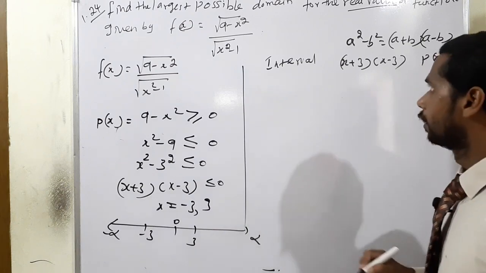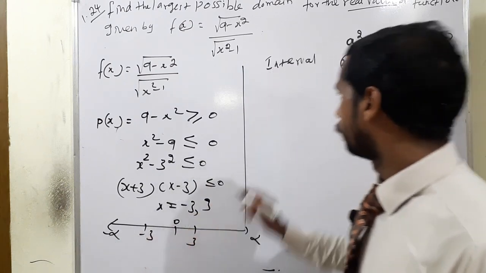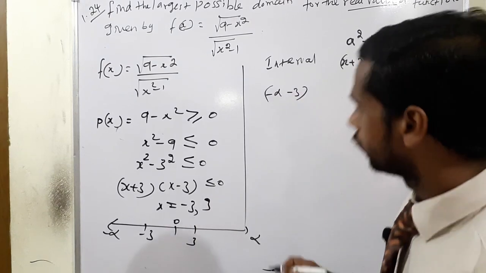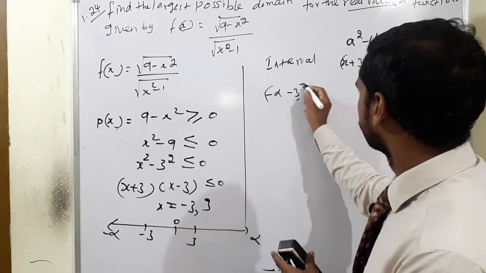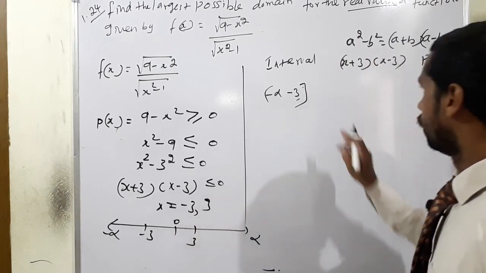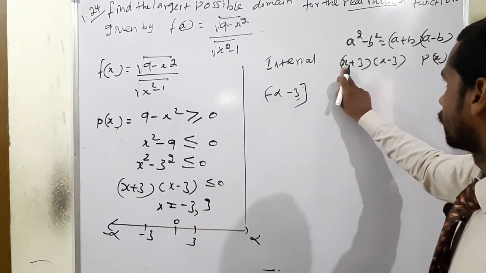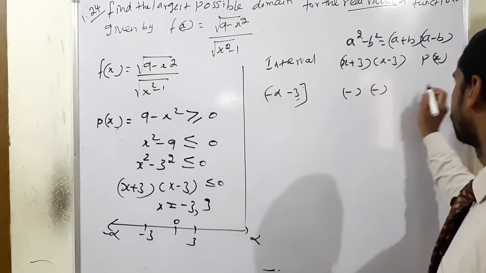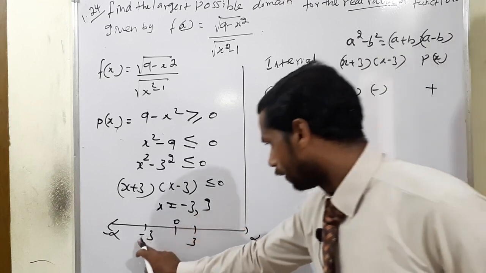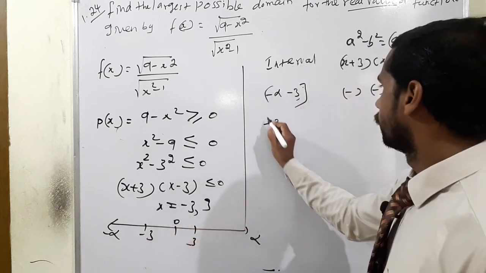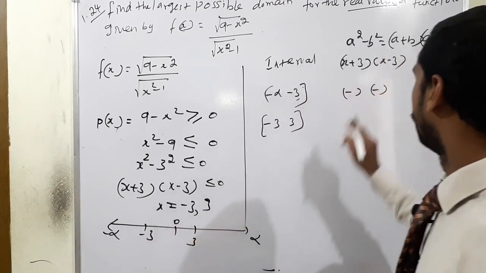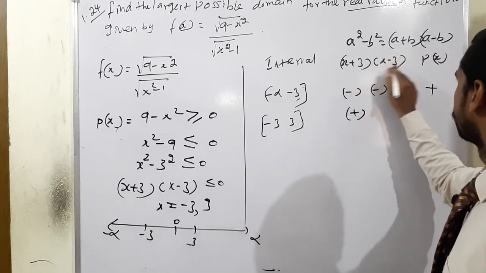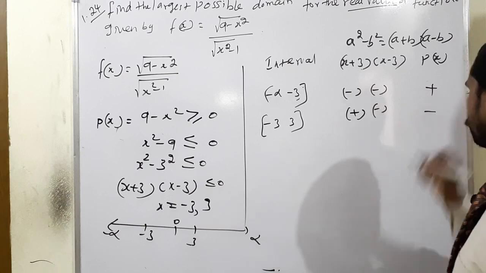So for p of x, the first interval is minus infinity to minus 3. Minus infinity to minus 3 means this end is open, this is closed. In between, take minus 4: minus 4 plus 3 is a minus sign, minus 4 minus 3 again a minus sign, minus into minus is plus. Next, minus 3 to positive 3. Zero is there, so take 0. 0 plus 3 is a positive sign, 0 minus 3 is minus, plus into minus is minus.